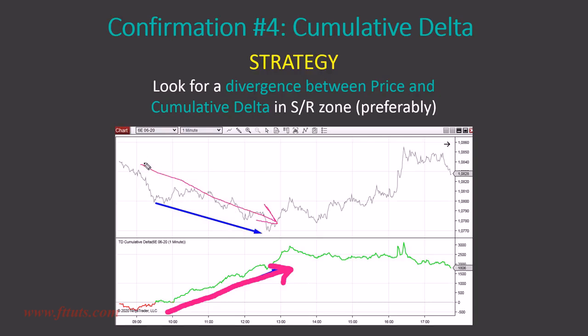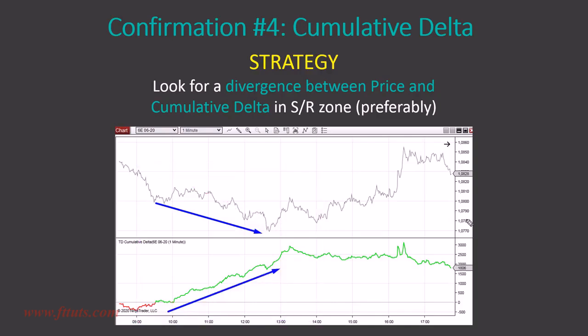You won't see that very often, but you will very likely see that around support and resistance levels. And when you see that, the price will usually reverse. In other words, react to the support or resistance zone.